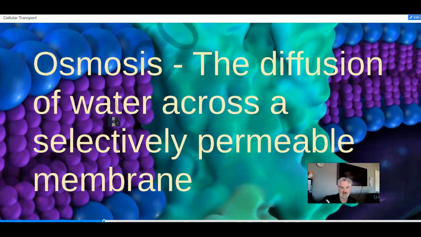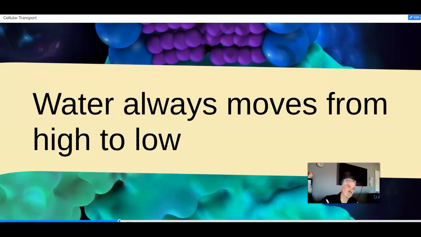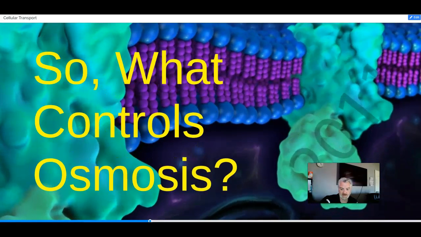There's a concept called osmosis that you may have heard of before. Osmosis is the diffusion of water across a selectively permeable membrane. So water always is going to move from high to low, from a high concentration of water to a low concentration of water. And so that's what osmosis is: water moving across this membrane from high to low. We're going to talk about osmosis from three points of view, okay?